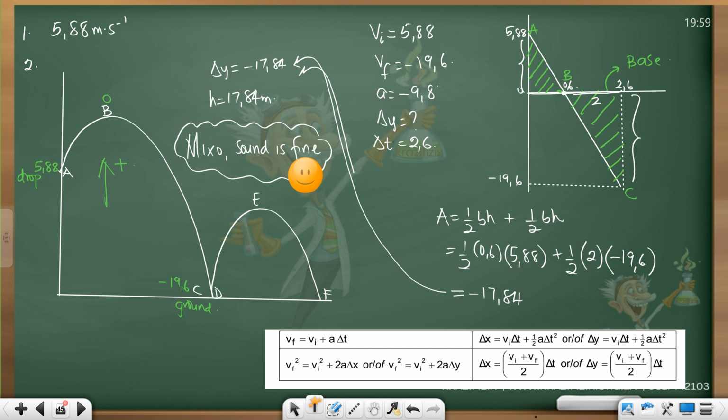So please put a note down for yourself. Area is what? Displacement. The area under a velocity time graph is displacement. Bernard, what's up? Did you get it? Yes. Okay. But this one, did you get it? No, I didn't get this one.